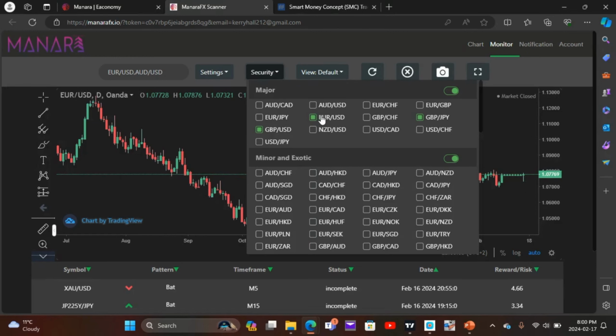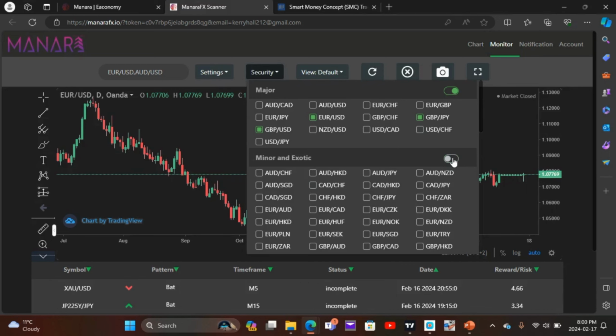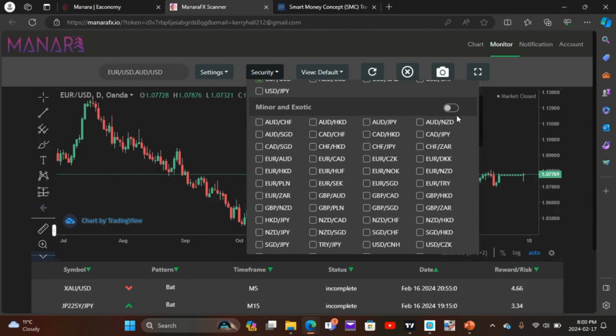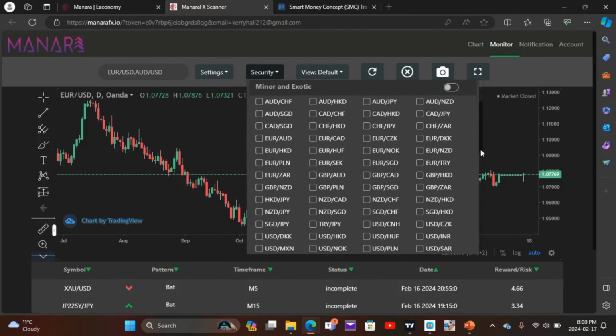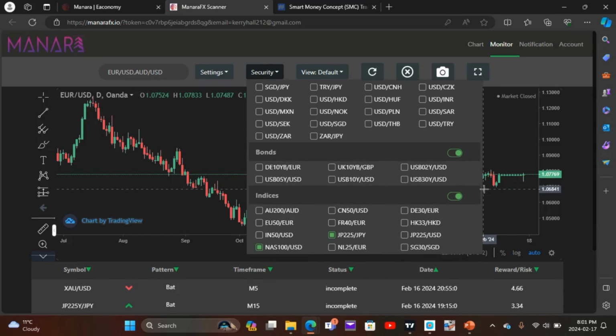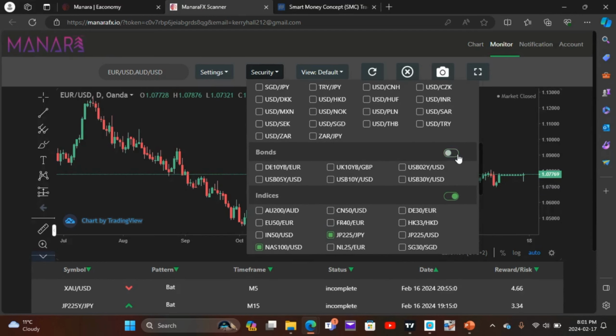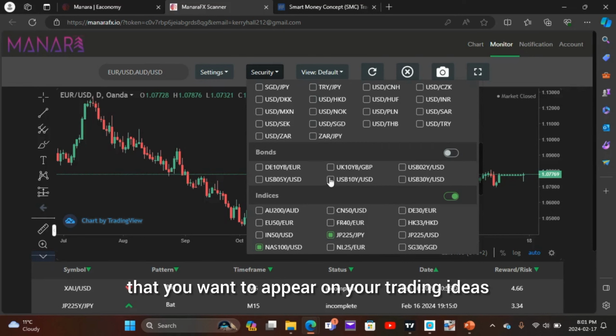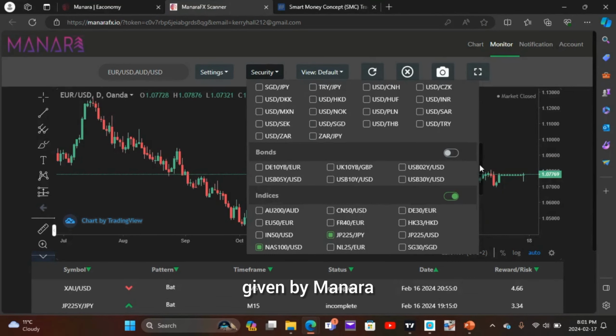Now, I have EU, GU, and GJ. Those are my 3 major pairs. When it comes to minors, you know, it's greyed out because I don't trade minors and exotics. If you're interested, you'll keep it green and you'll check the box of the ones that you're interested in trading. Now, the next section would be bonds. I don't do bonds, so I'll have that greyed out. But if you're interested in doing bonds, you'll keep the box checked as well as selecting the bonds that you want to appear on your trading ideas given by Manara.